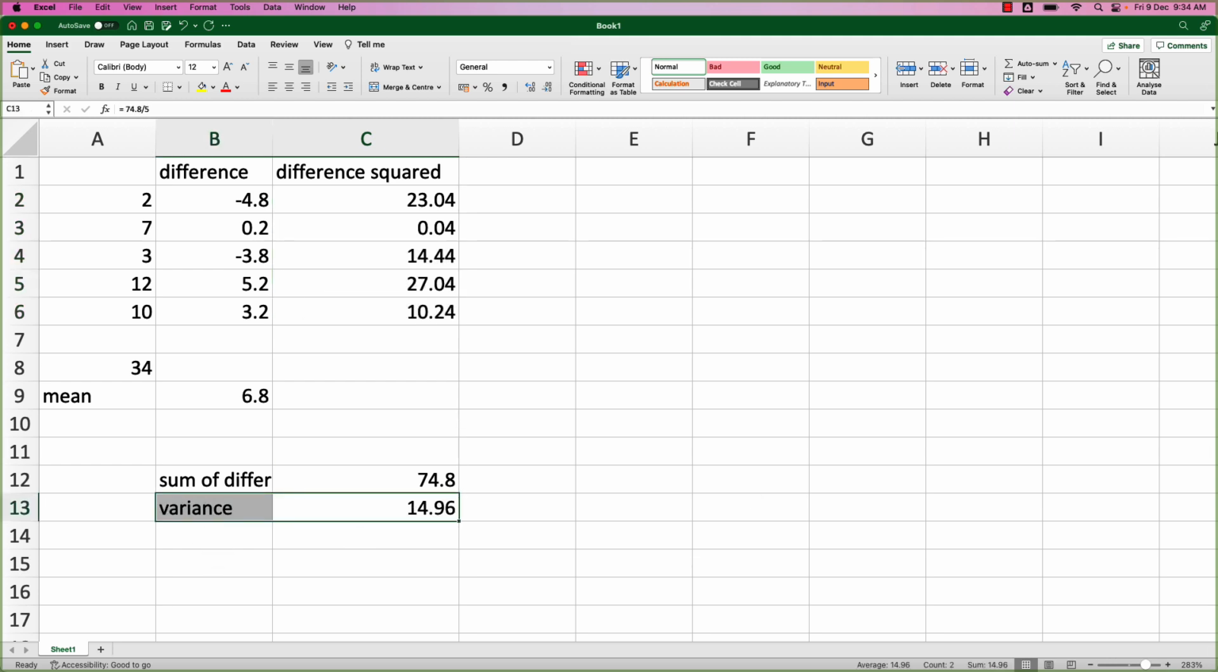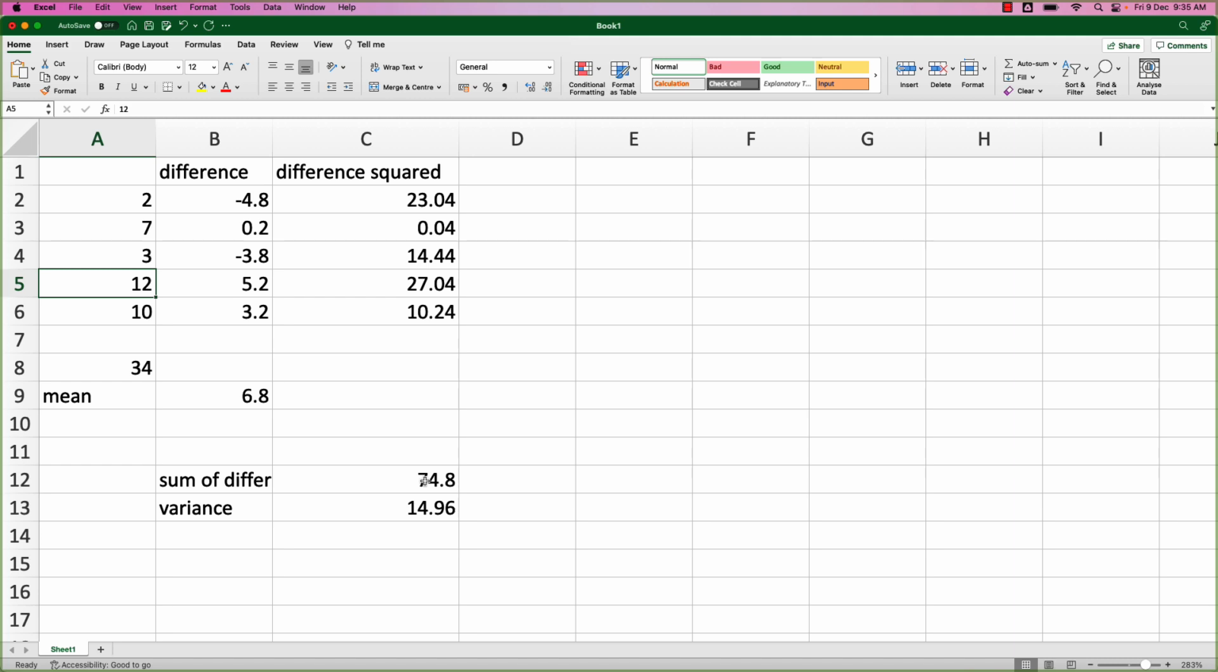So this tells me how my data points are spread around a single value, that is the mean. Now, if you look into our data set, the variance is 14.96. But if you look at the range in our data set, the minimum value is 2 and the maximum is 12, and I'm saying that there's a variance of 14.